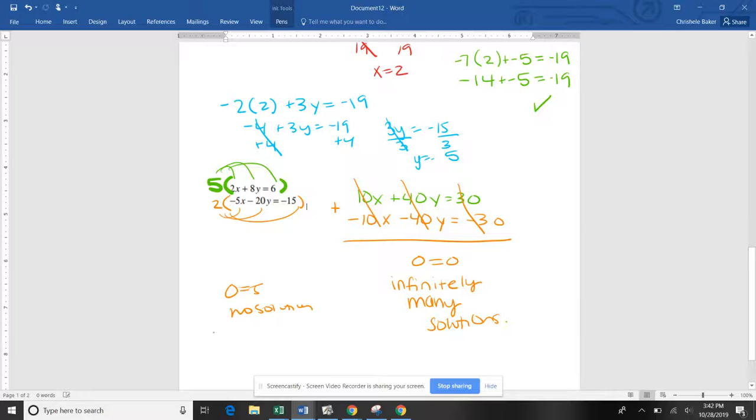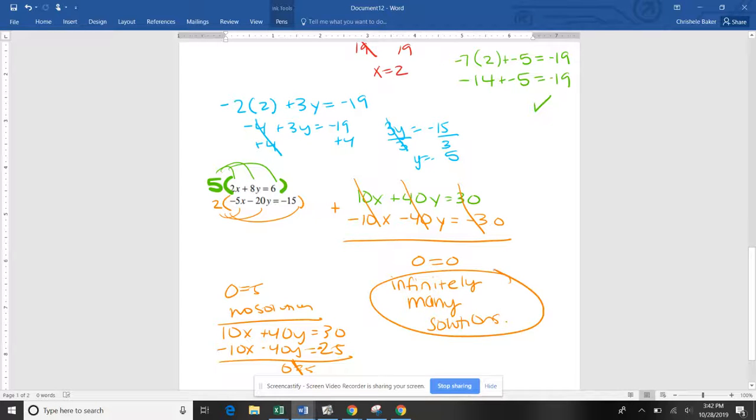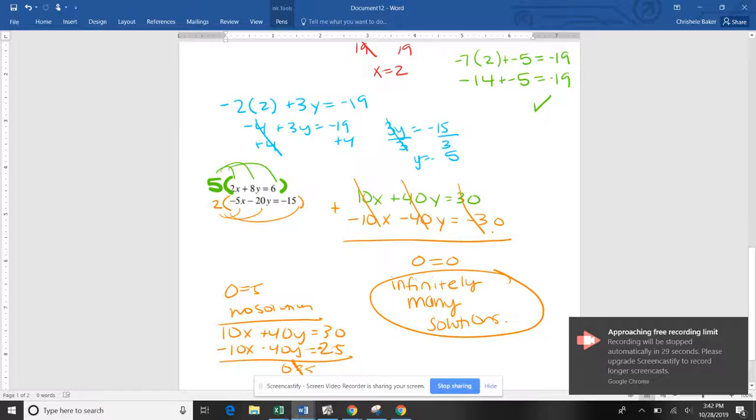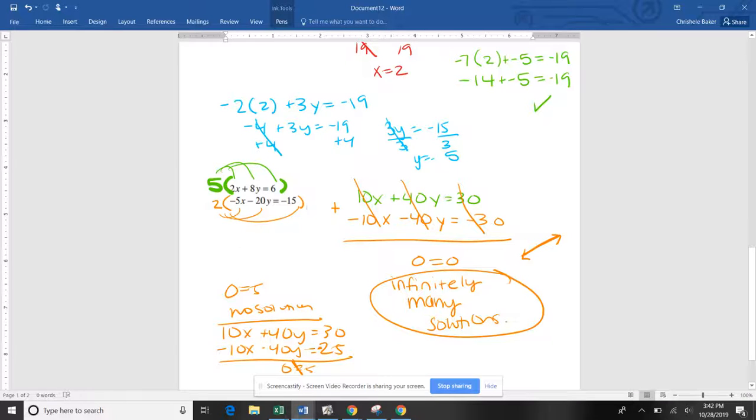So maybe if that looked like 10x plus 40y equals 30 and negative 10x minus 40y equals 25 or negative 25, that would actually give me 0 equals 5. And that's where I would have a no solution. But this one's infinitely many because 0 does equal 0. Everything canceled out. So on a graph, that would look like the same line right on top of each other twice. If I were to graph it in its no solution, I would see those parallel lines that never touch and never cross.